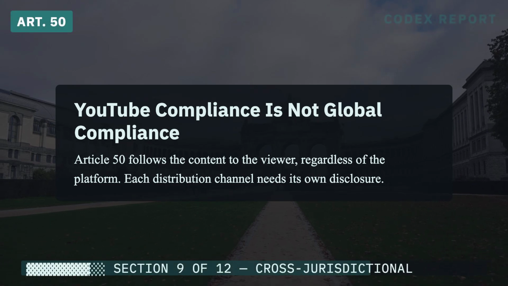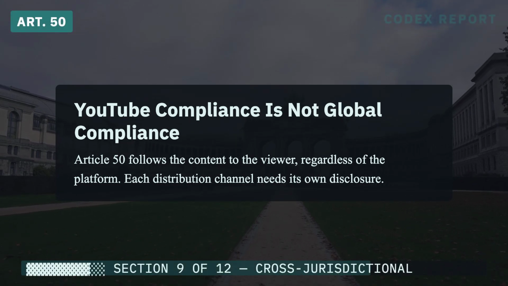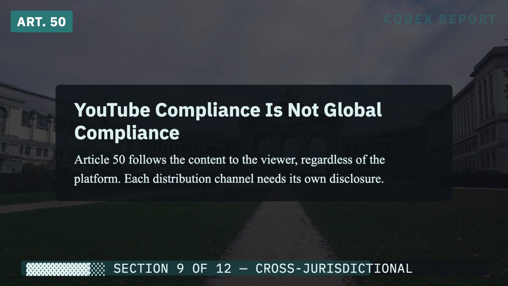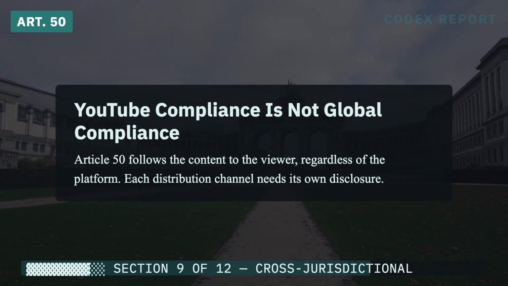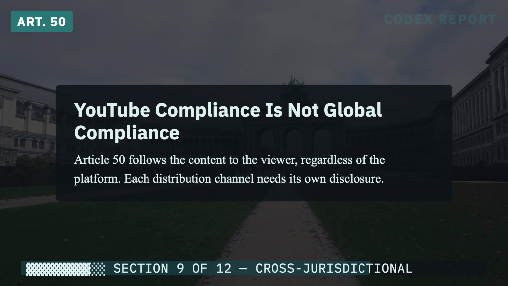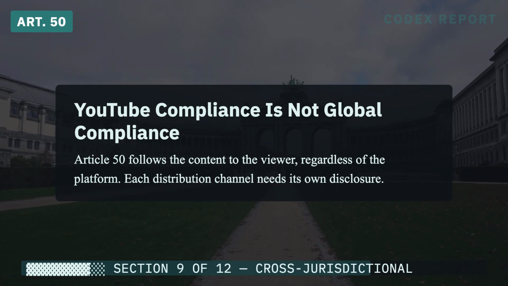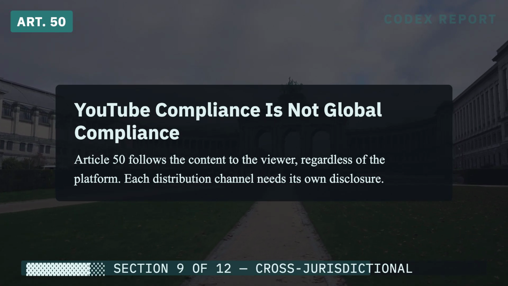But YouTube's policy has limits as a compliance mechanism. It addresses YouTube-hosted content only. If your organization distributes video through other channels, your own website, social media platforms, email, direct embedding, you must implement equivalent disclosure mechanisms on each distribution channel independently. YouTube compliance is not global compliance.